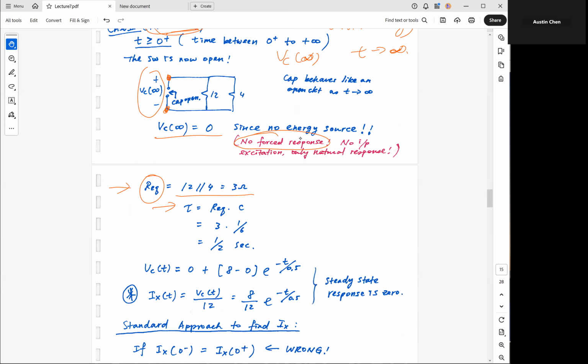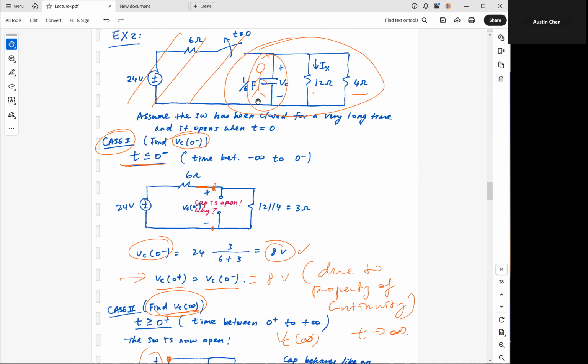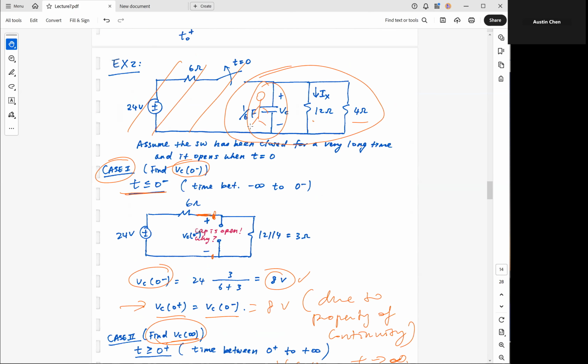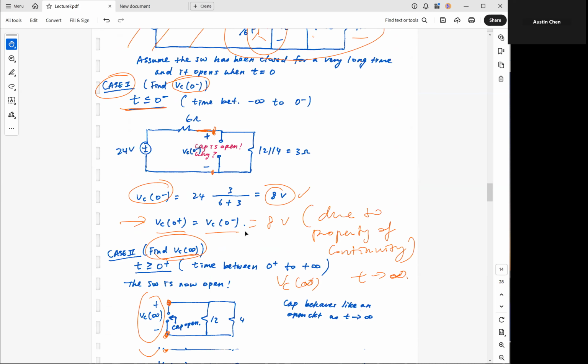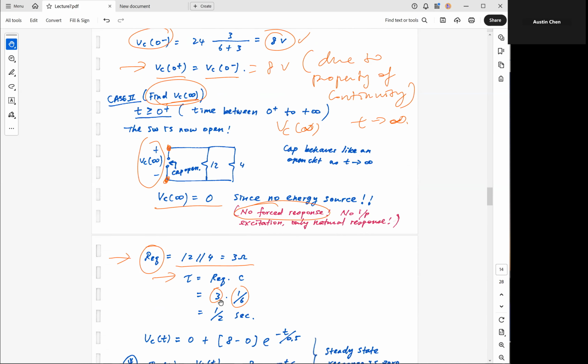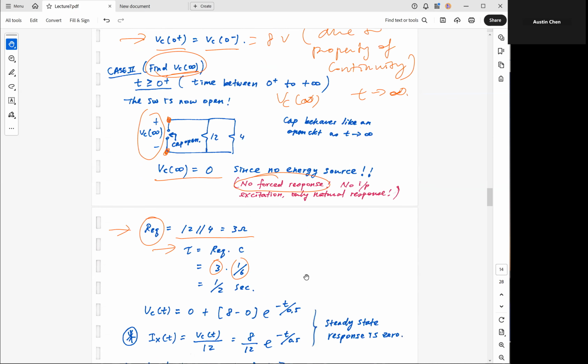And then the tau, therefore, is equal to RC, 3 times 1/6, because C is already given to you here, 1/6 farad. And the tau, therefore, is equal to half a second. Okay, so now putting everything back into this template, VC of t.